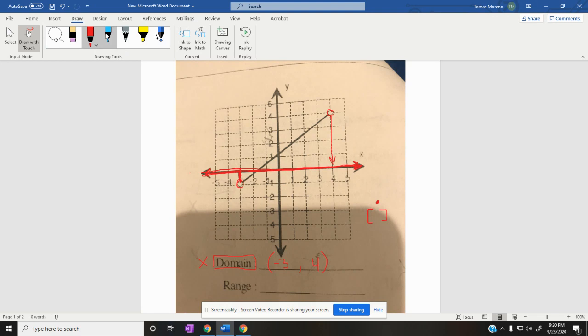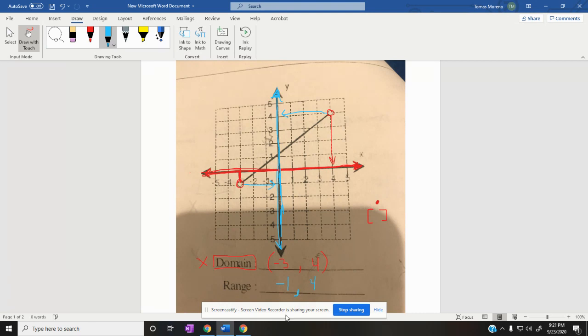Now for my y, I like to use blue. My blue will be my y-axis. So I have my y-axis right here, and now I want to find my lowest y. I start at this point and go to y. My lowest y in this case looks like -1. My highest y looks like it's going to be 4.